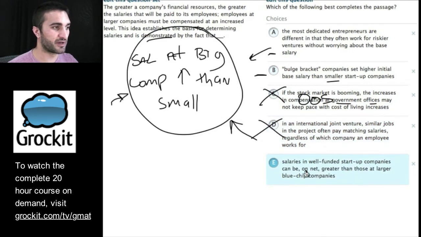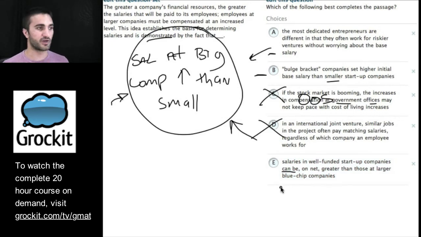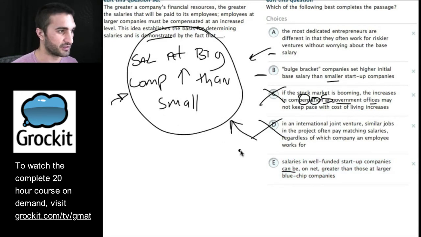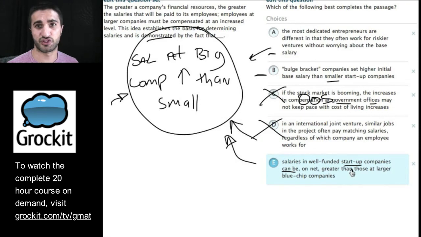Salaries in well-funded startup companies, okay, I'm liking that. They were talking about small companies. On net, salaries in well-funded startup companies can be, on net, greater than those at larger blue-chip companies. So "can be," to me, is not a very good description or demonstration of this. And well-funded startup companies doesn't necessarily mean they're small. People call Facebook and Google startups sometimes, and those are not small companies.